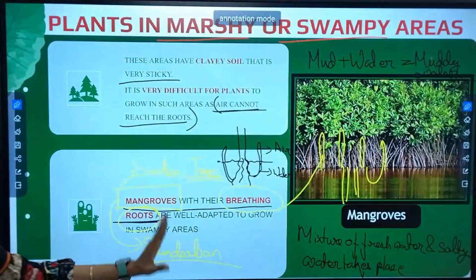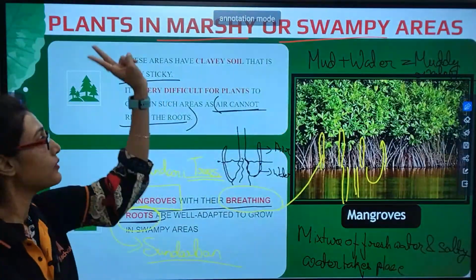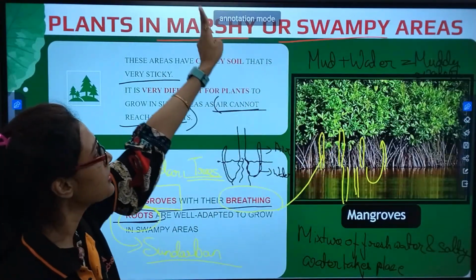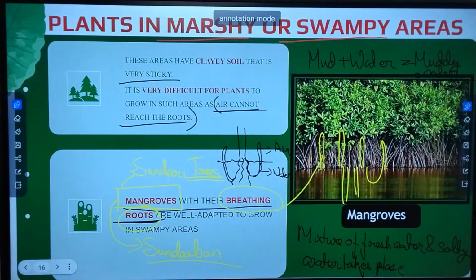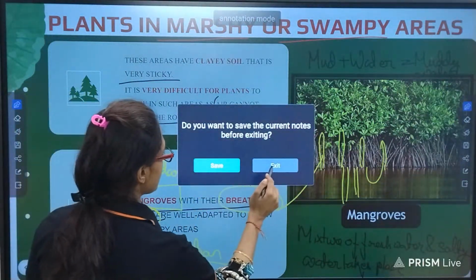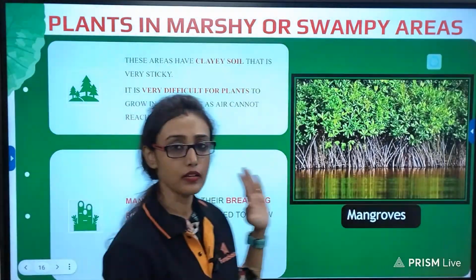Now, understood what a breathing root is, why such plants have breathing roots, and how plants have adapted to grow in muddy water or swampy or marshy areas, where the soil does not allow the air to pass through it. That is why they have breathing roots.